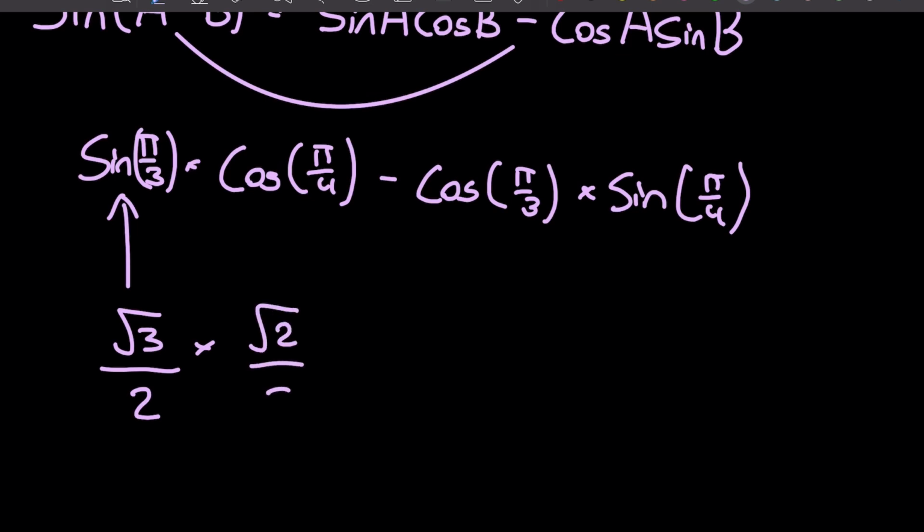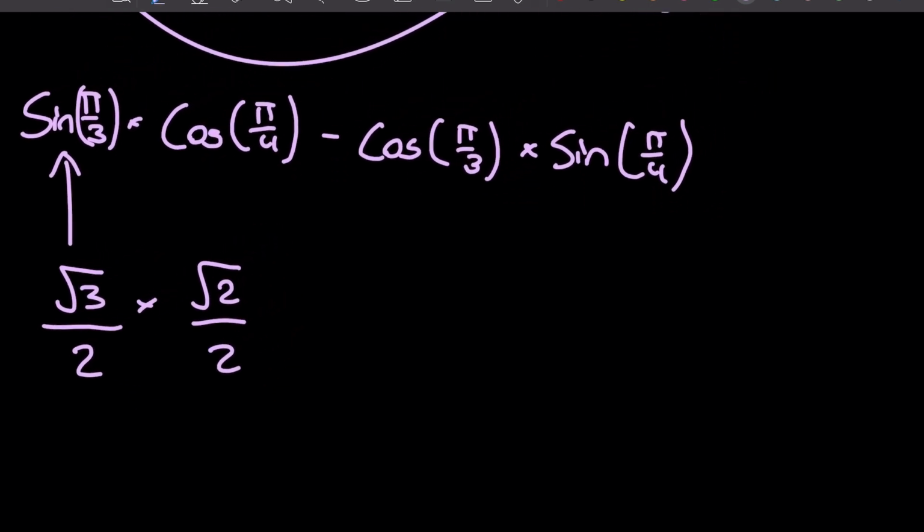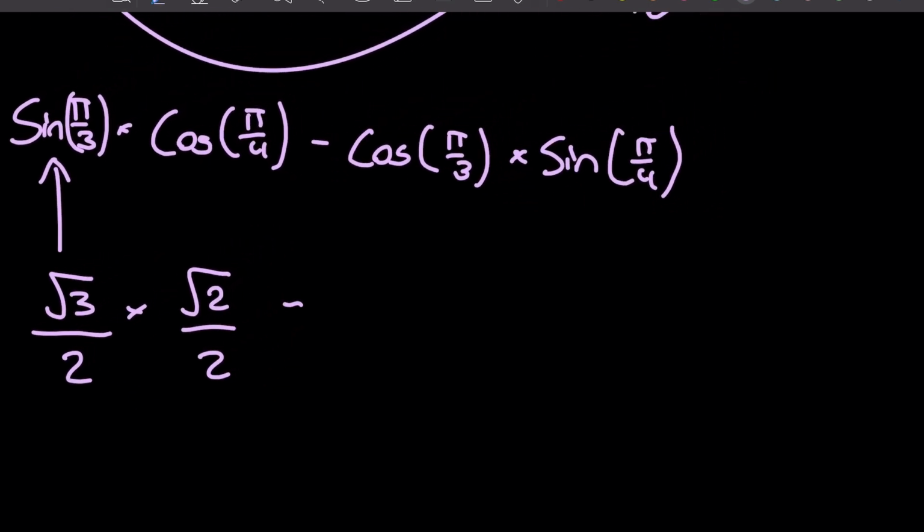Now we're multiplying these two, and then we'll have minus cos of pi over 3, where pi is 60. This will just be root 1 over 2, or a half, minus a half times sine of pi over 4, which is 45, and that is root 2 over 2.